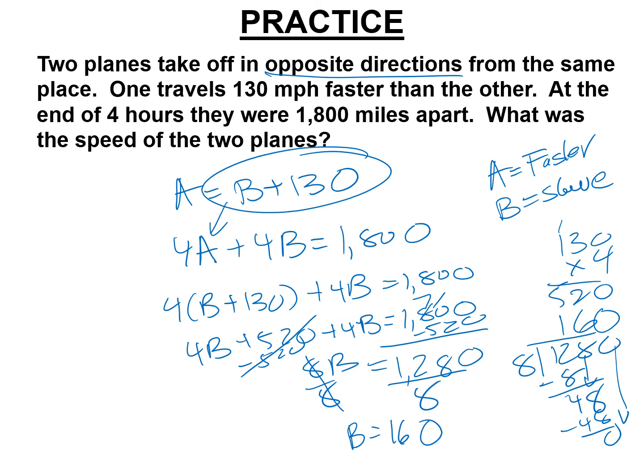What was this? This was miles per hour, the speed. Now B was the slower one. A is 130 miles faster. So we have to add 130 right there to 160. 130 plus 160. A is 290 miles per hour.